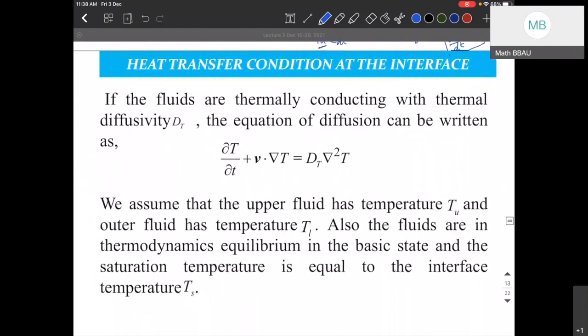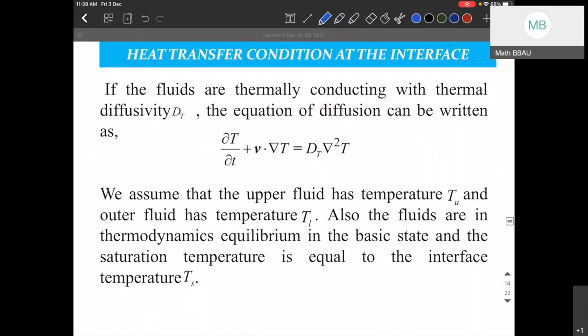For the heat transfer condition, we must have the fluids thermally conducting. If the fluids are thermally conducting, then we can use the diffusion equation, which is given by this one. dt is the thermal diffusivity of the fluid, and del 2t is the Laplacian operator del square. V is the velocity of the fluid.